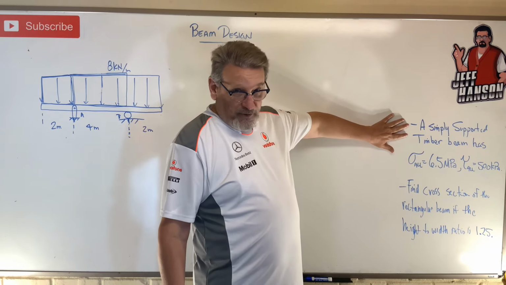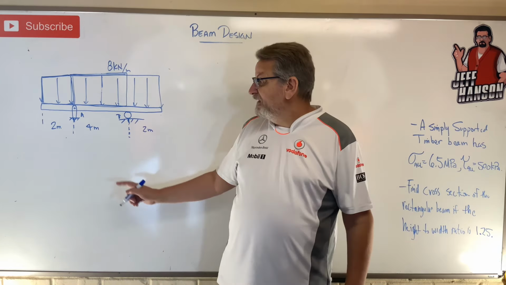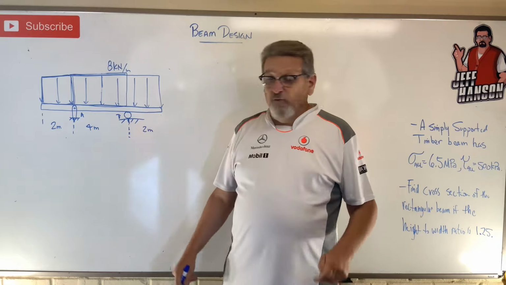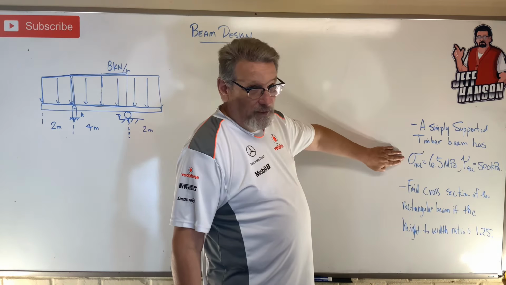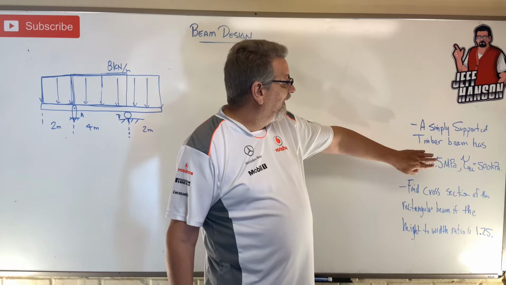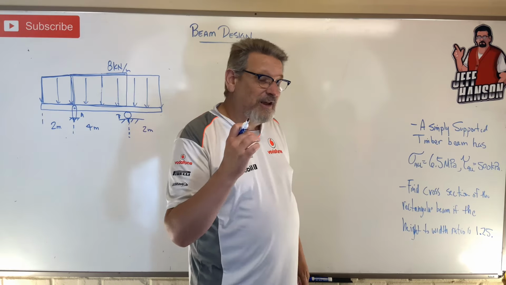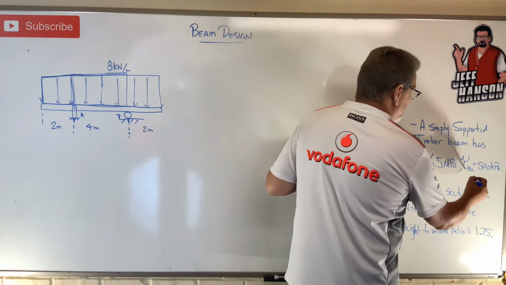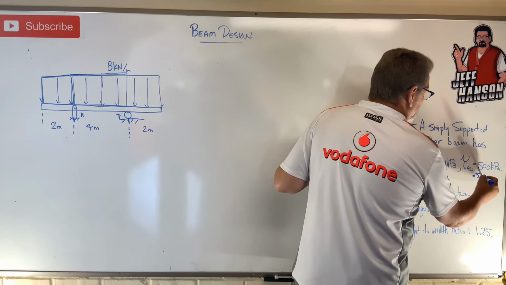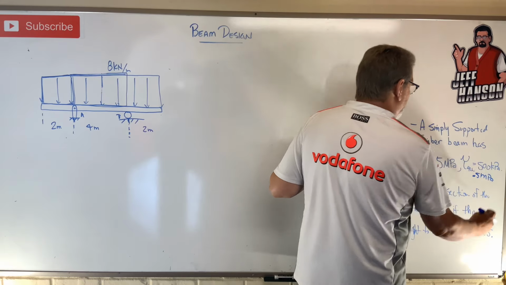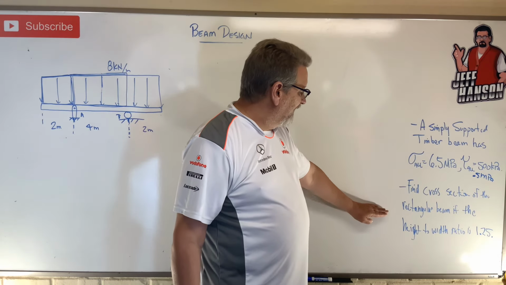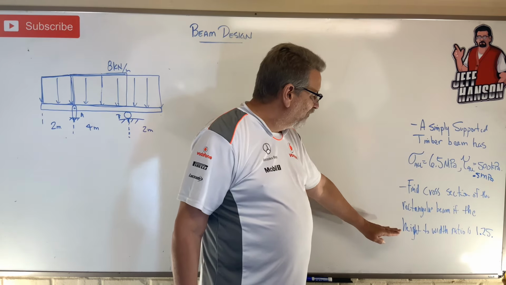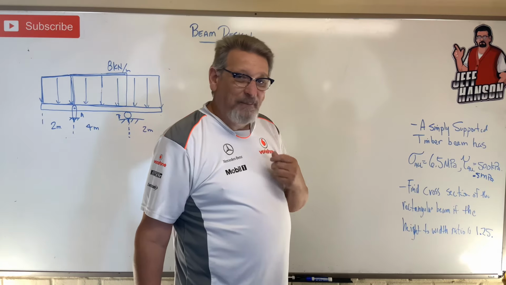A simply supported timber beam. Simply supported, remember, just means pin here and roller there. It has a sigma allowable of 6.5 and a tau allowable of 500 kilopascals, which is 0.5 megapascals, right? That's all that is. So find the cross-section of the rectangular beam if the height-to-width ratio is 1.25.